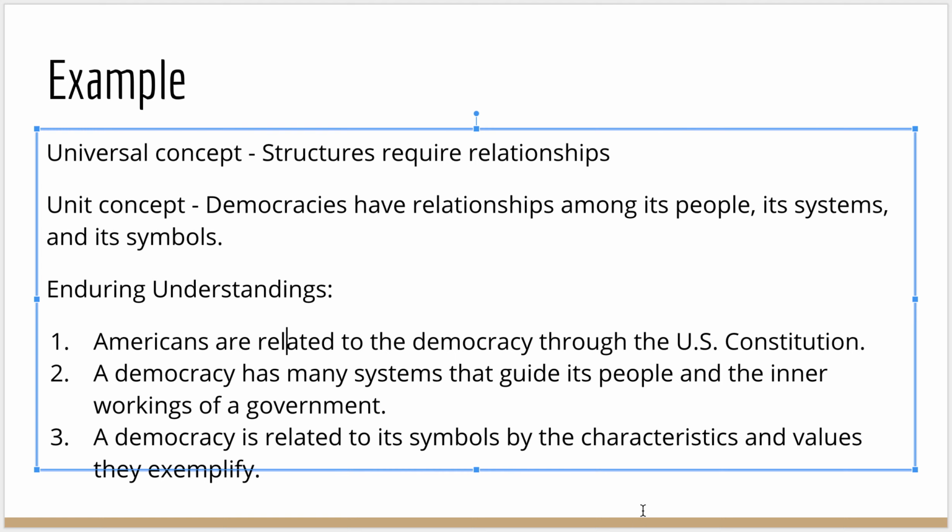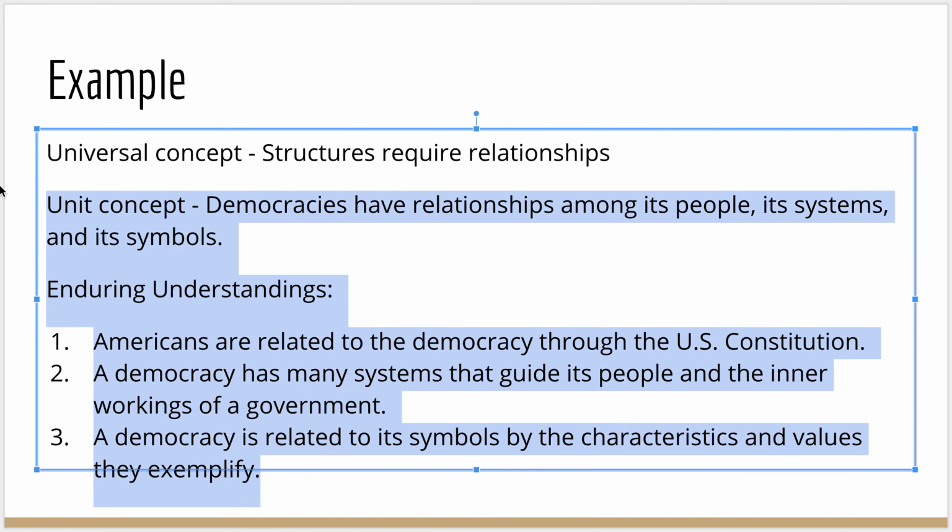Could this statement be used to describe many different things? But just democracy is related to its symbols by the characteristics and values they exemplify. I honestly can't think of any other way that I would word these. So I'm going to move on, but I know that I may come back and change these if I need to. All right.